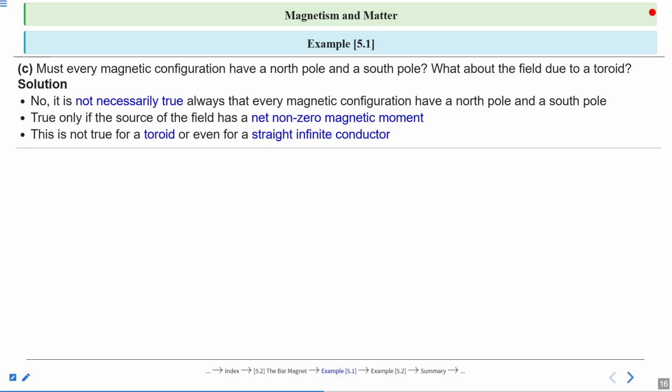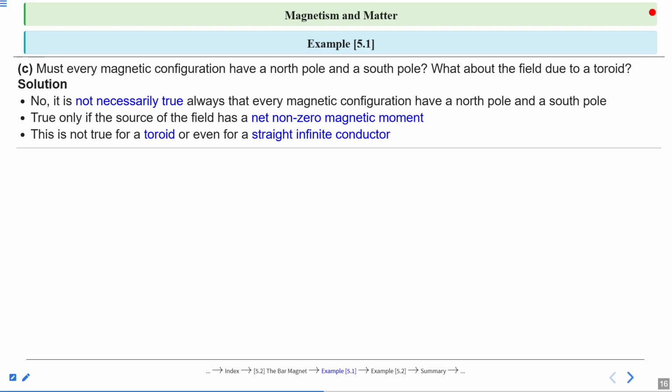For a toroid, one end of the solenoid is north and one end of the solenoid is south. We have bent the solenoid into a circular configuration and touched both ends of the solenoid at one point. So now there is no pole in the resulting configuration, which is the toroid. There is no north pole, no south pole.